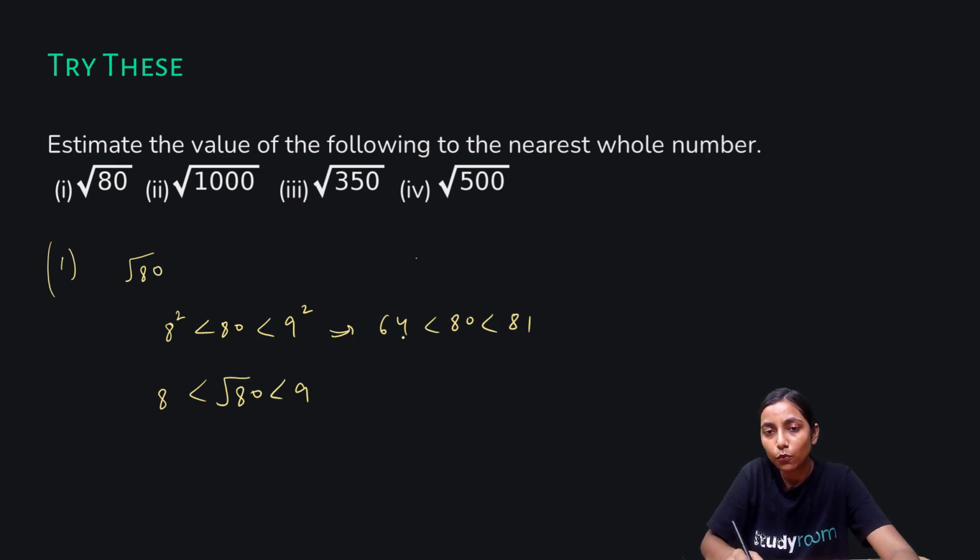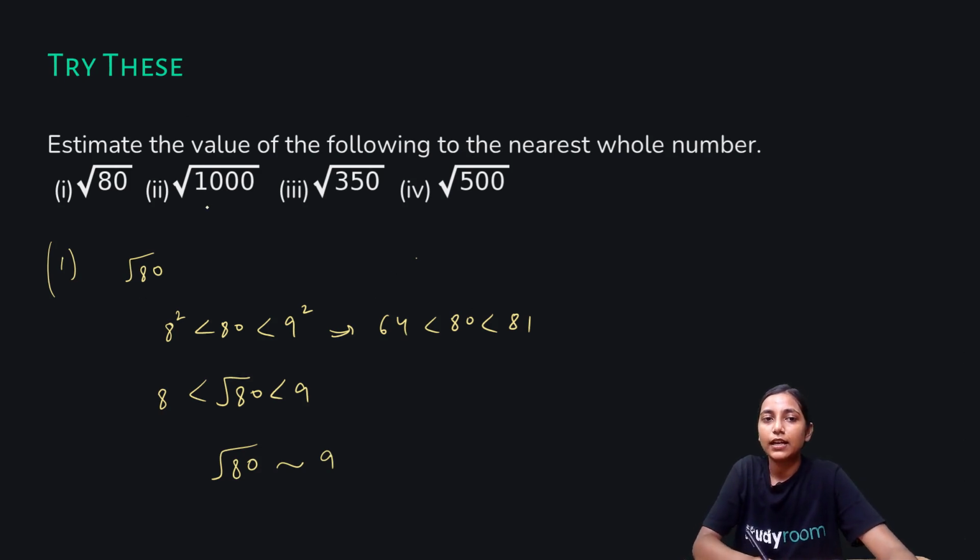So what does this show? Which number is closer to 80? This is 81. That is the square of 9. Therefore, we can say that the square root of 80 will be approximately equal to 9. This is how we estimated the value. Try part 2, try part 3, try part 4.